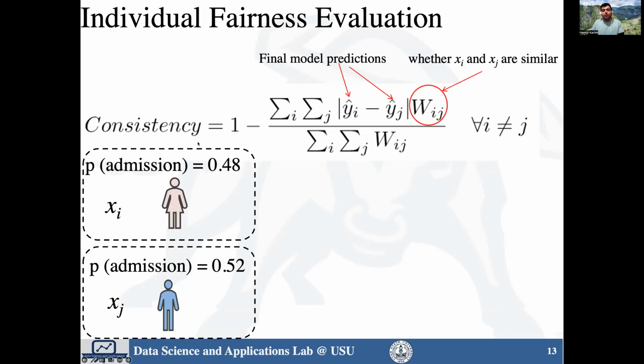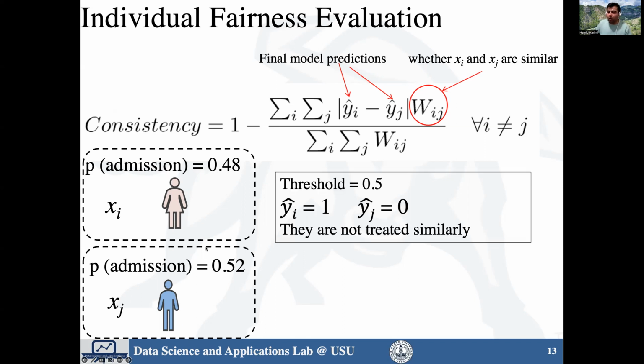But it has one big shortcoming. Suppose for two individuals here, one female and one male, xi, xj, the probability of admission, for example, in college, is 0.48 for this one and 0.42 for this one. And we apply some threshold to get the xi hat and xj hat. The threshold, suppose, is 0.5. Then from this, the final predictions are 1 for this one and 0 for this one. So they are not treated similarly.